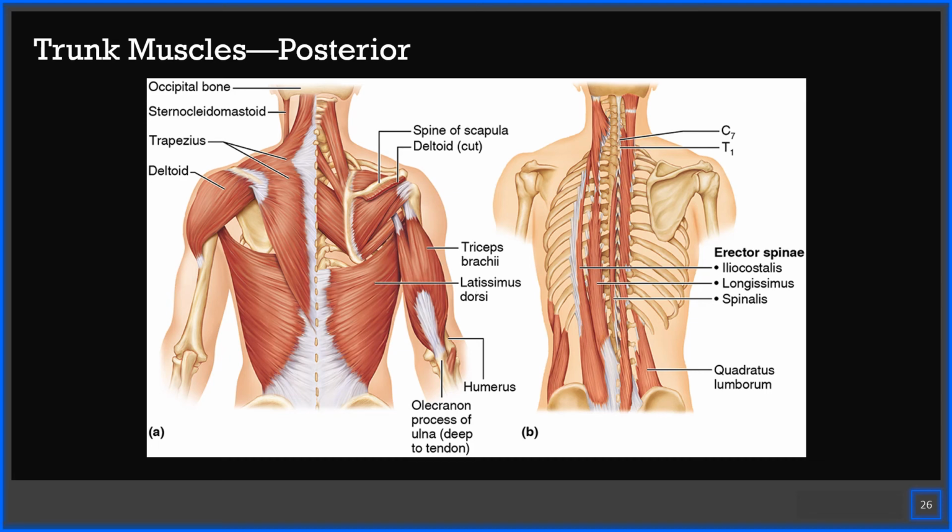The erector spinae is a group that is the prime mover of back extension. The paired muscles are deep muscles in the back.